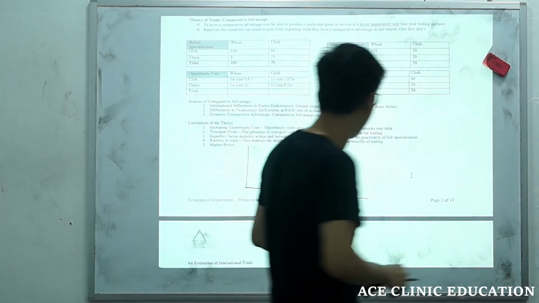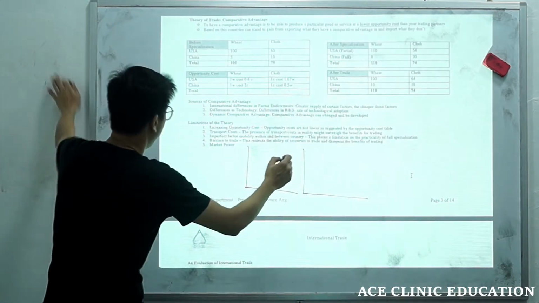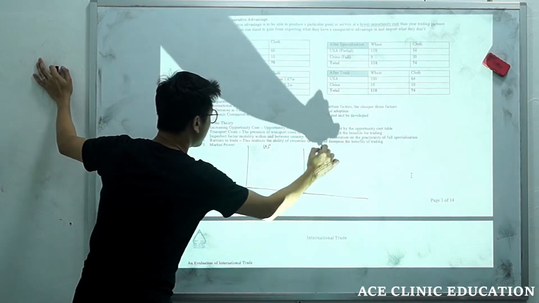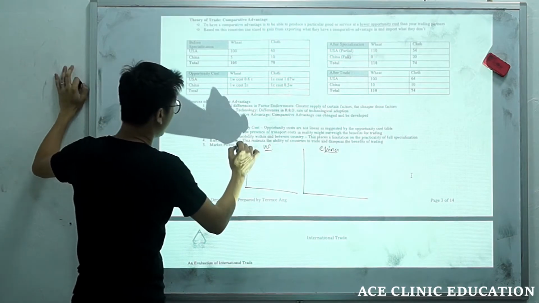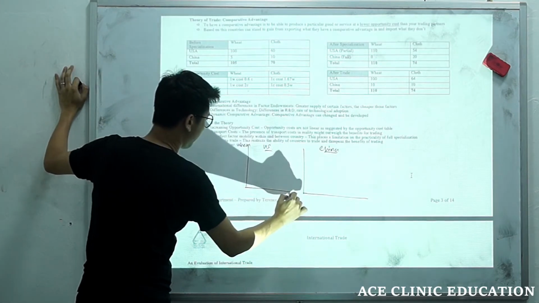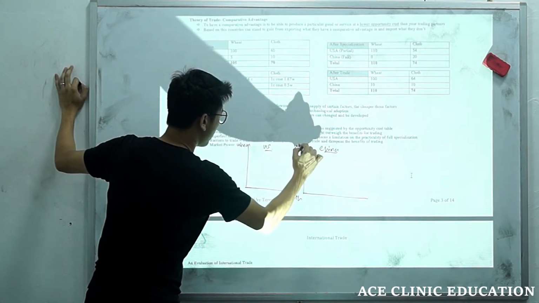So from a PPC's perspective, we're going to have US, we're going to have China, and then we're obviously going to have wheat and cloth.